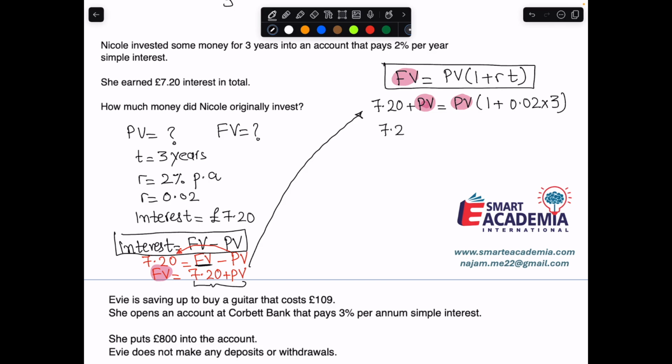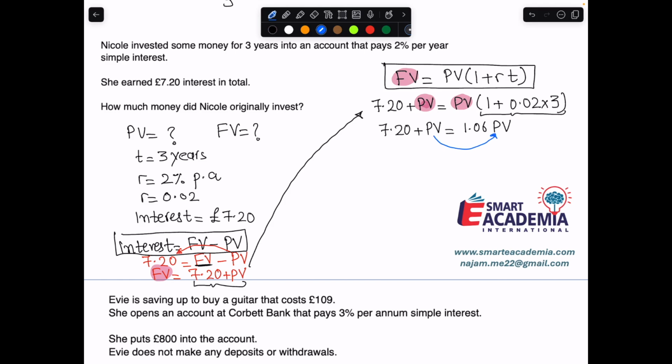First of all, I can just write 7.20 plus present value equals, let's try to solve this particular thing. And if you do it, you would see that it turns out to be 1.06 present value. Simply, 1 plus 0.02 times 3 is 1.06, multiplied with present value, it's 1.06 times present value. Now I can bring my present value, my variable, together on one side.